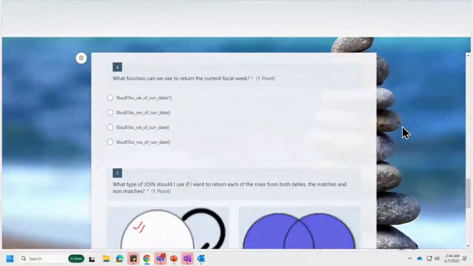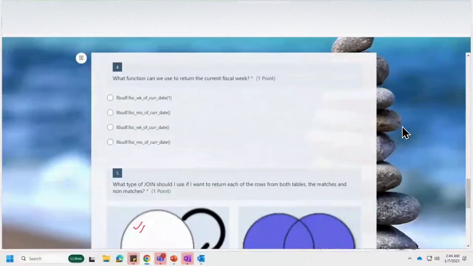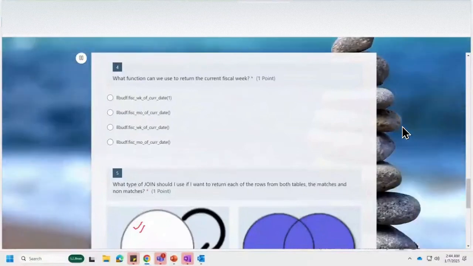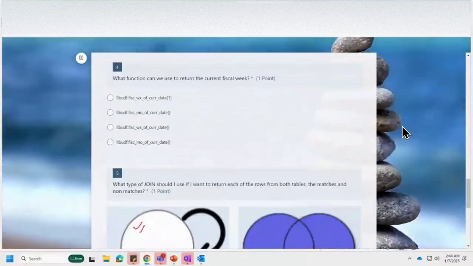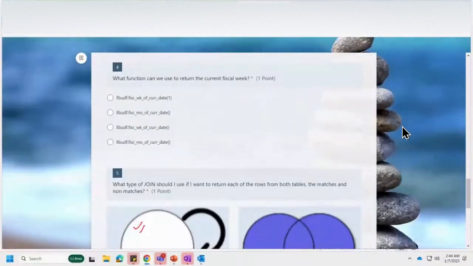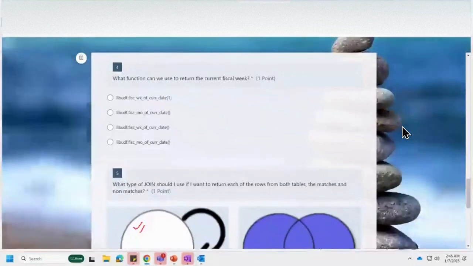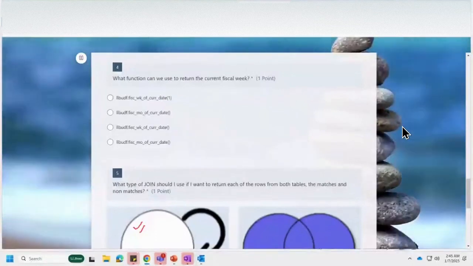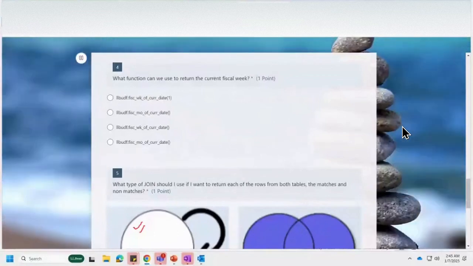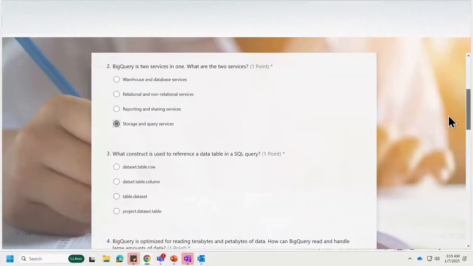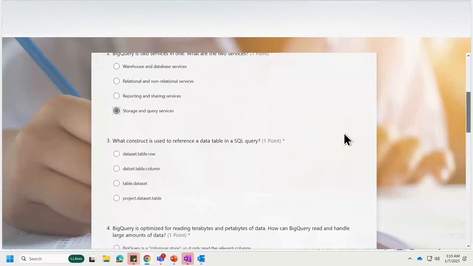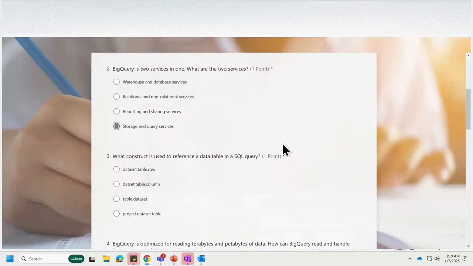What function can we use to return the current fiscal week? This is, I think, related to the PPT. They have two services in one. Is this correct? Check, ask ChatGPT as well. Maybe I think this is the correct one, but see what it says.